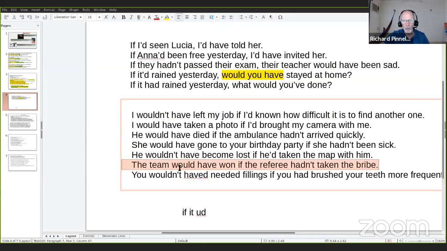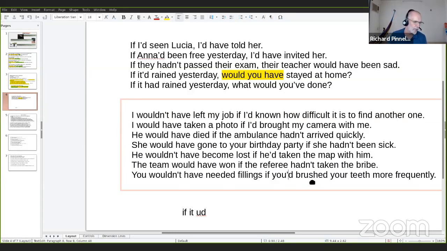The team would have won if the referee hadn't taken the bribe. And finally, you wouldn't have needed fillings if you had, or if you'd, I recontract that, if you'd brushed your teeth more frequently.